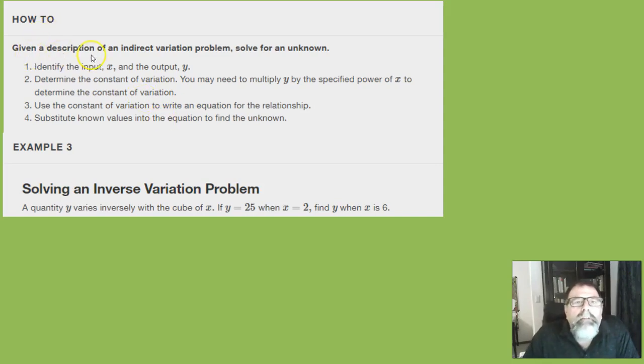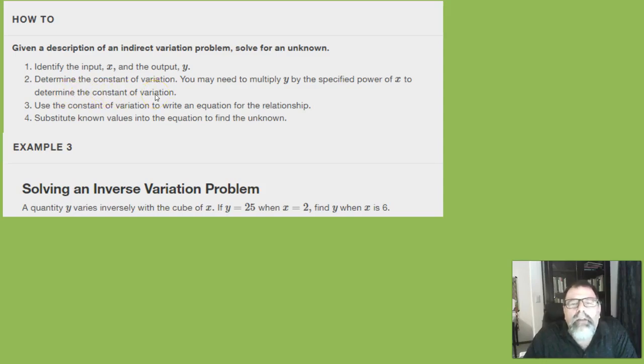Okay, how to. Given a description of an indirect variation problem, solve for an unknown. So your first step, identify your input x, output y. Determine the constant of variation, so you have to solve it for k. You may need to multiply y by the specified power of x to determine the constant of variation.